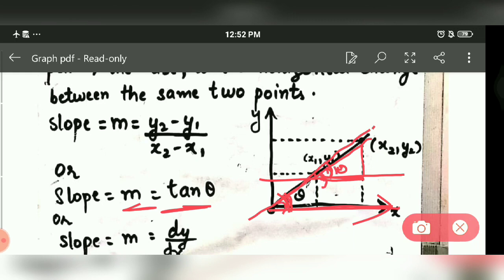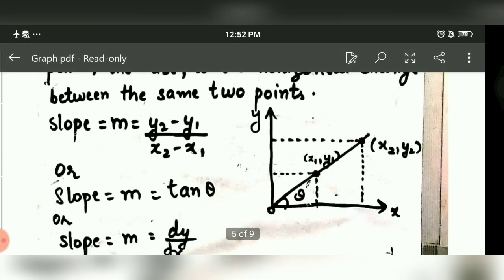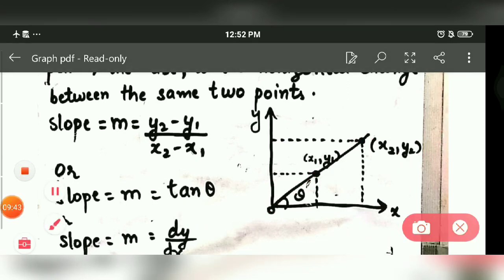If we take this triangle, tan theta is what? Perpendicular by base. This is 90 degrees. This is perpendicular, P. This is base. Perpendicular is what? This distance, which is equal to this much, that was y2 minus y1, and base is equal to this, which is x2 minus x1. So it's representing the same formula. So if points are not given, then slope is equal to m equals tan theta if theta is given to you.